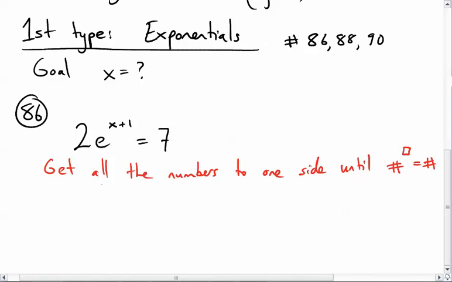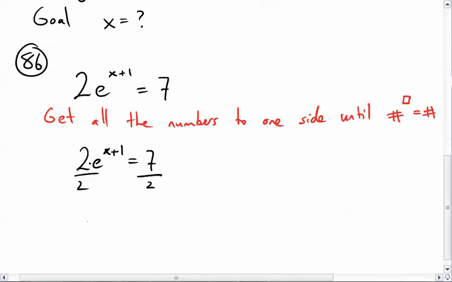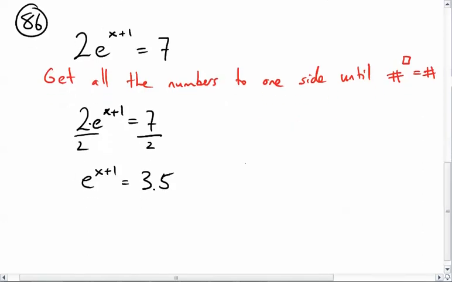So what we're going to do is take that 2 and move it to the left side of the equation. Since it's multiplication, we'll divide it on both sides. So we get e to the x plus 1 is equal to 7/2, or 3.5. Now I've got it in the form of something to the power of something is equal to a number.